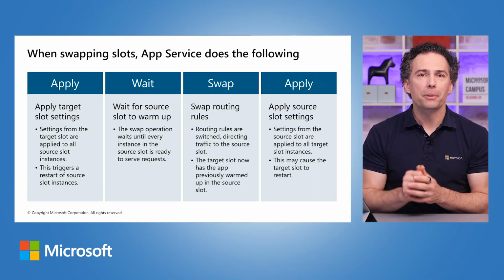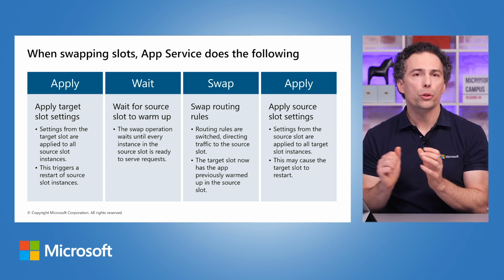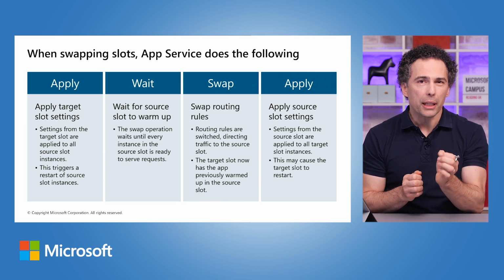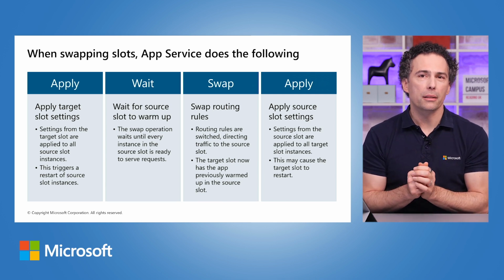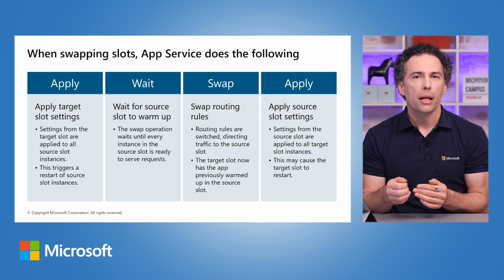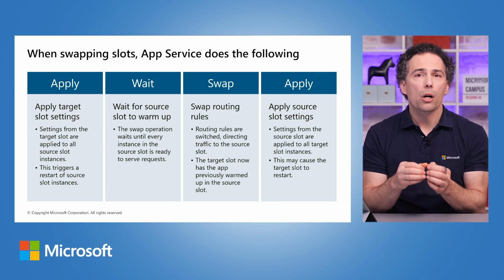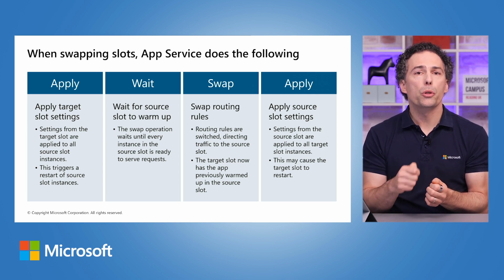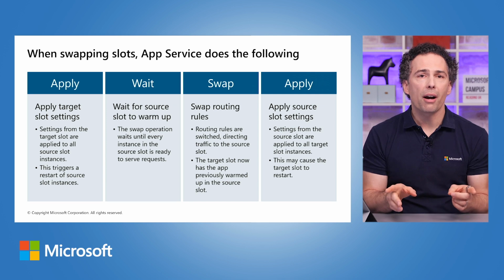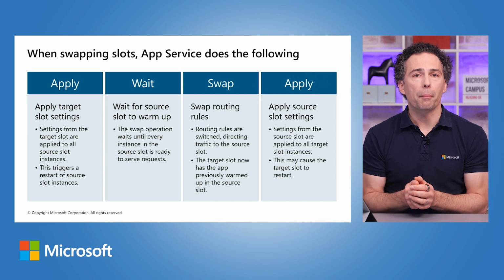Here you have the steps that happen during a swap. Settings from the target slot are applied to all source slot instances. This triggers a restart of source slot instances. The swap operation waits then until every instance in the source slot is ready to serve requests. And the routing rules are switched, directing traffic to the source slot. No copying of files or cloning or redeploying involved. This would take too much time.